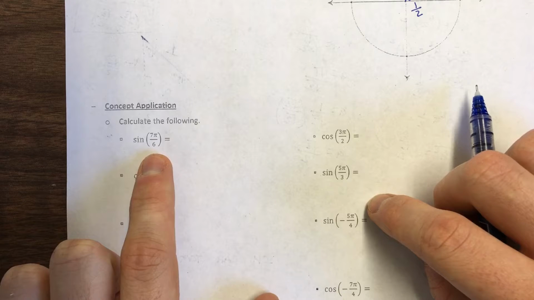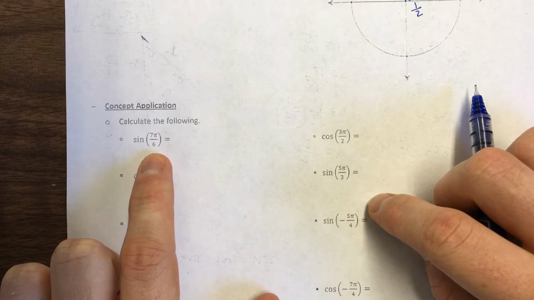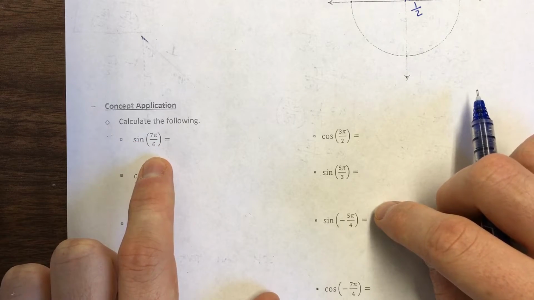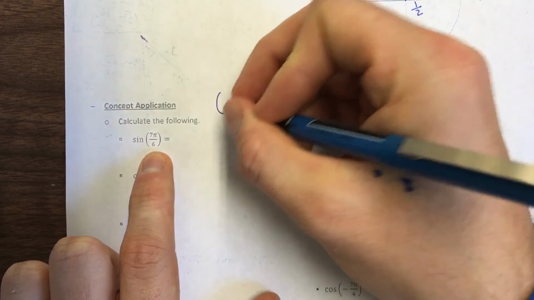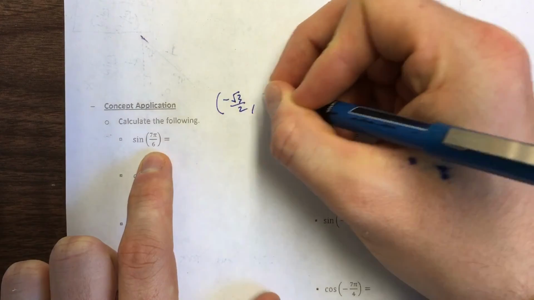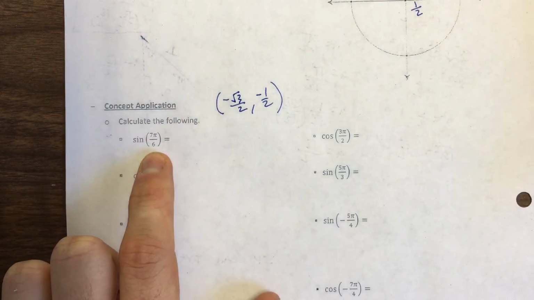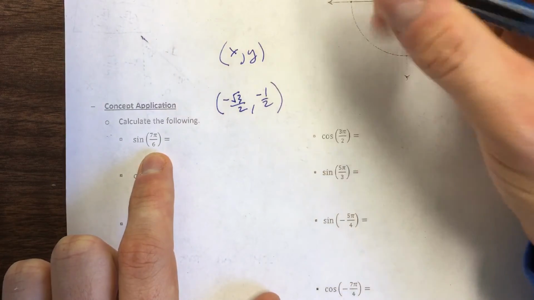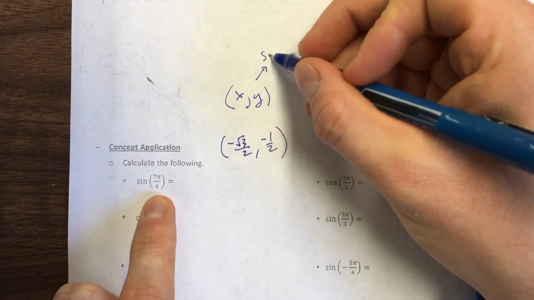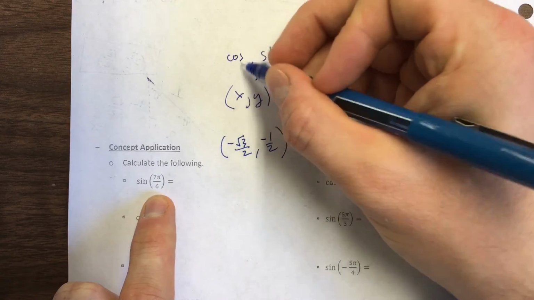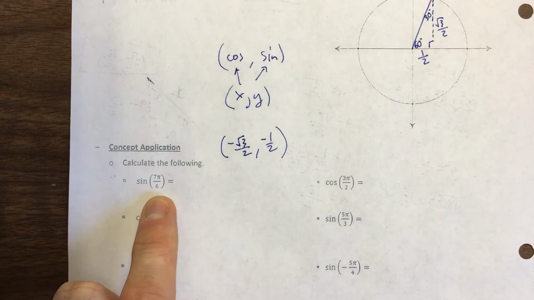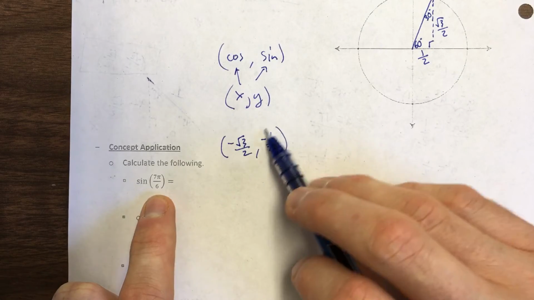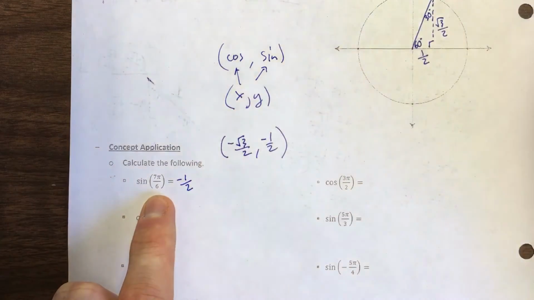So for example, if I want to find sine of 7 pi over 6, what I do is I go to 7 pi over 6 on my unit circle, and I look at the ordered pair. At 7 pi over 6, the ordered pair is negative square root of 3 over 2 comma negative 1/2. But sine is always the y coordinate. Cosine is always the x coordinate. So if this is my ordered pair, sine is y, which means it's negative 1/2. And that's all I do.